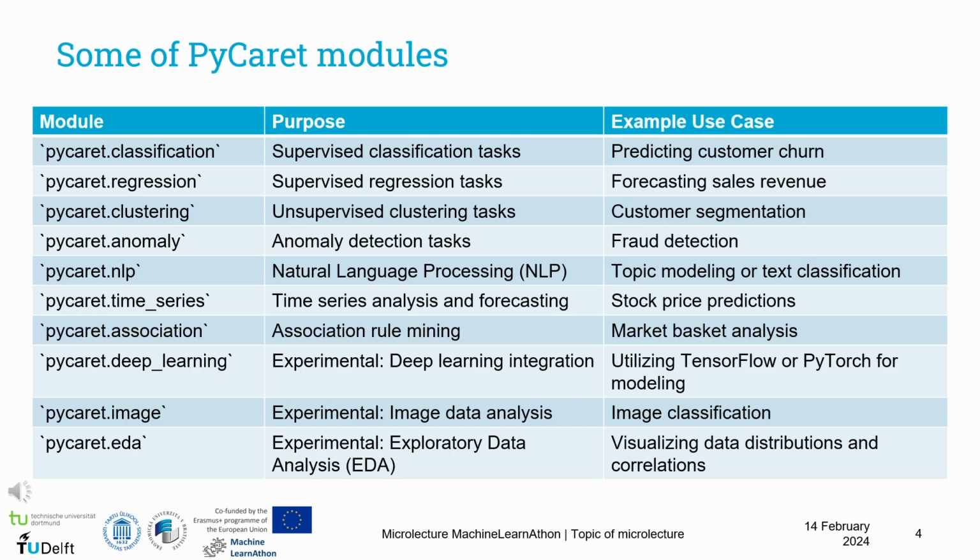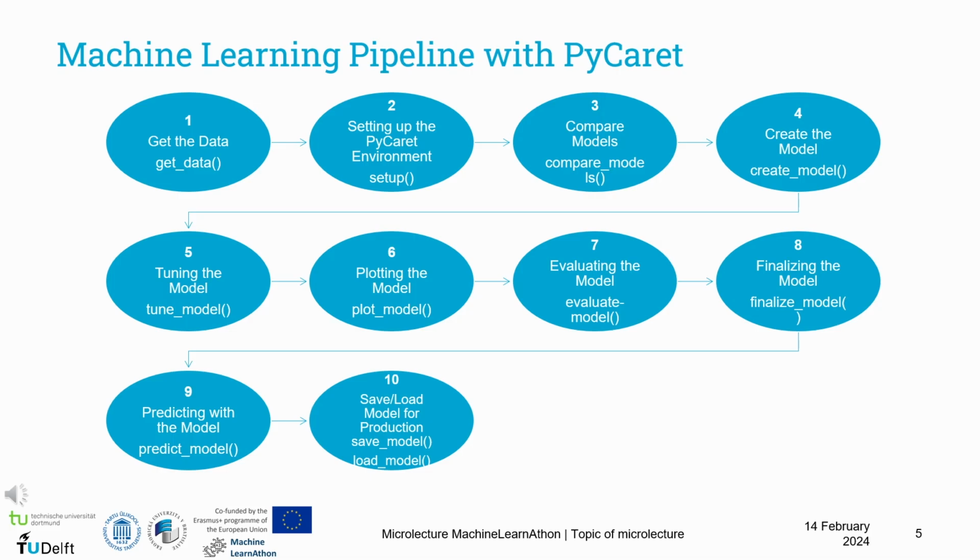In this session, we will focus on the classification module, which is used for binary and multi-class classification. The PyCaret pipeline involves key steps: loading data, initializing the environment with the setup function, comparing models, and creating a chosen model. This microlecture will cover up to model creation. Model tuning and deployment will be discussed in the next microlecture.